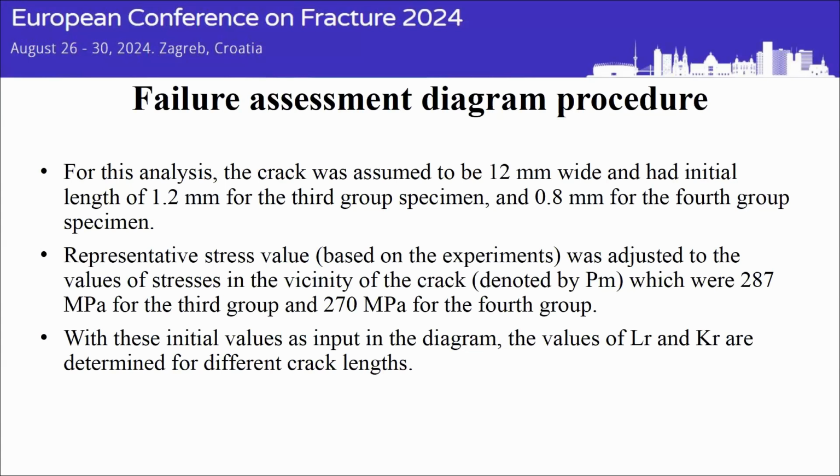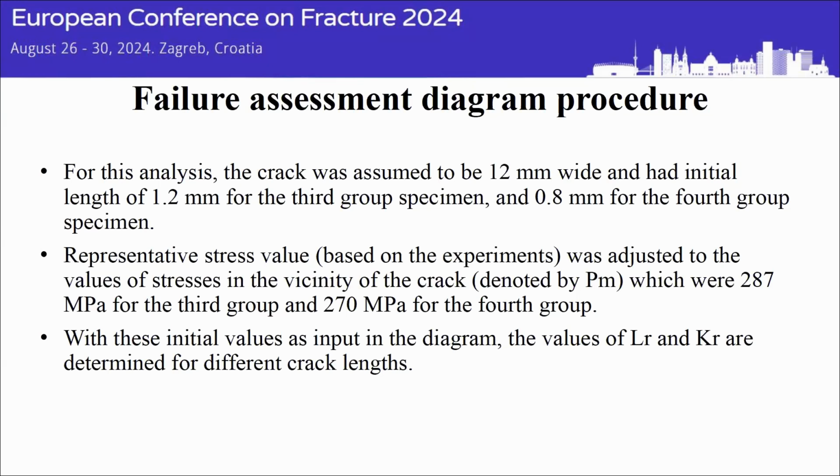Now, this procedure also requires the representative stress value, which was adjusted to the adjusted value that depends on the stress in the vicinity of the crack tip. And these were determined to be 287 megapascals for the third group and 270 for the fourth group. And they were also included in these calculations. And then using these values, we were able to determine the stress and stress intensity factor ratio.